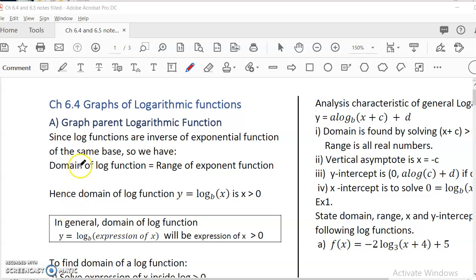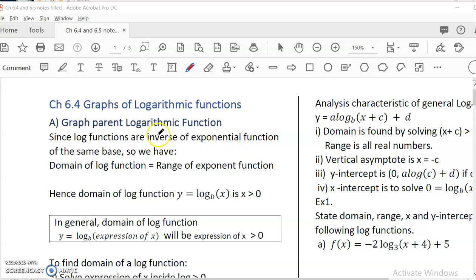Hello, college algebra student. This video is for chapter 6.4, graph logarithmic functions. So basically, we want to see how log functions behave in a graph. We learn how to evaluate them by using exponential functions.